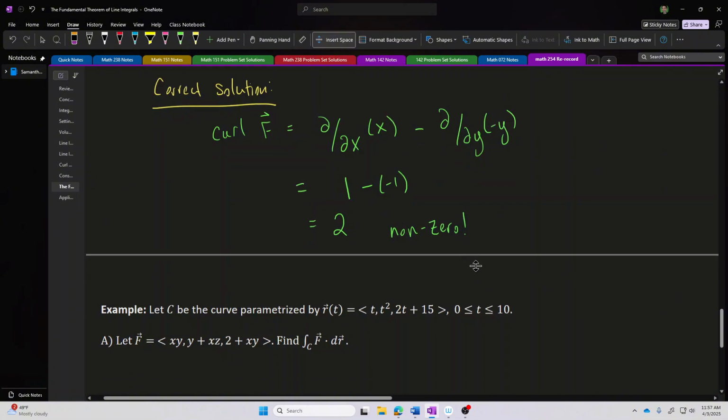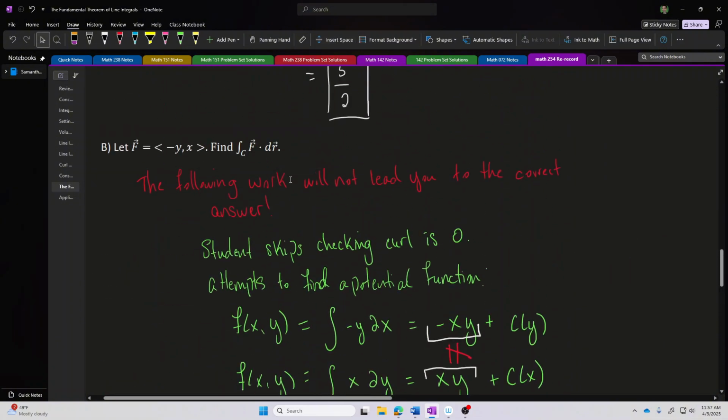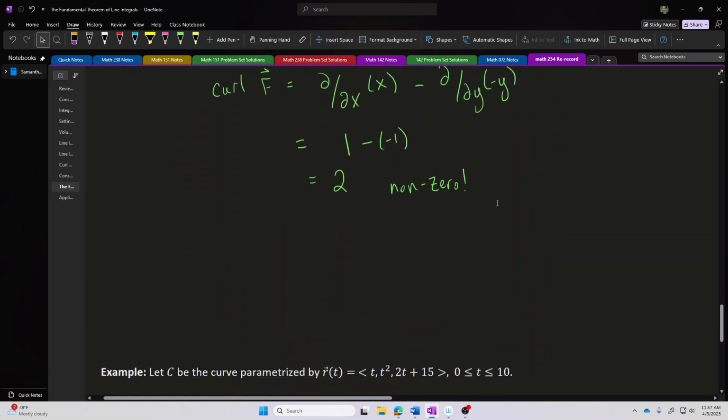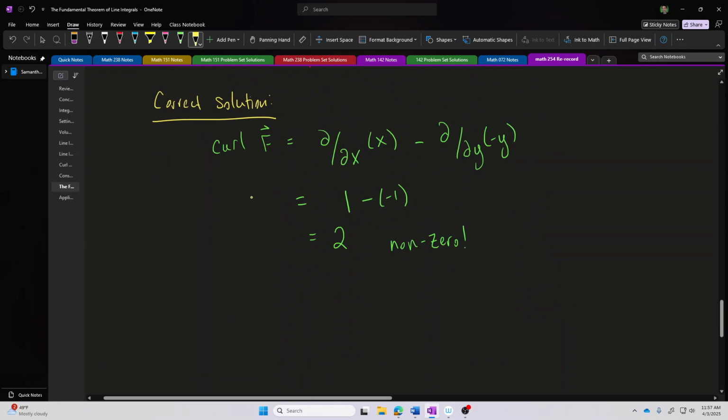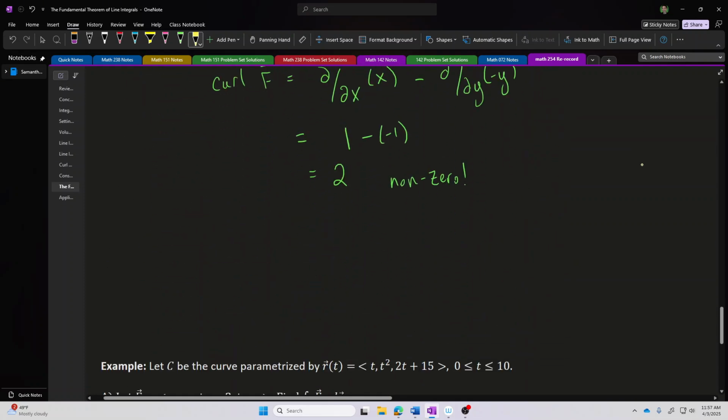So what this is saying is that indeed this vector field given to you in this problem is not conservative. You will not be able to find a potential function for this vector field, which means that we cannot calculate this line integral using the fundamental theorem that we introduced at the start of this lesson.